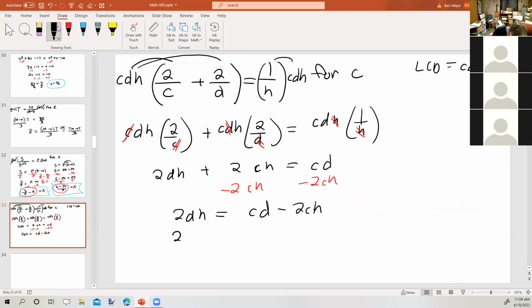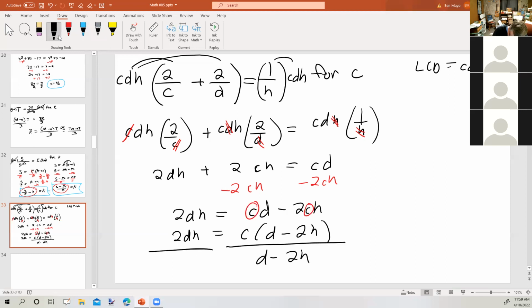Okay, what are we gonna do here? We're gonna factor the C out of both terms, which leaves us with D minus 2H inside. Then we're gonna divide both sides by that D minus 2H. That will reduce it down and we'll have C equals 2DH over D minus 2H.